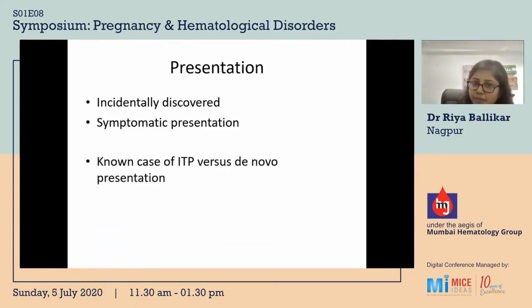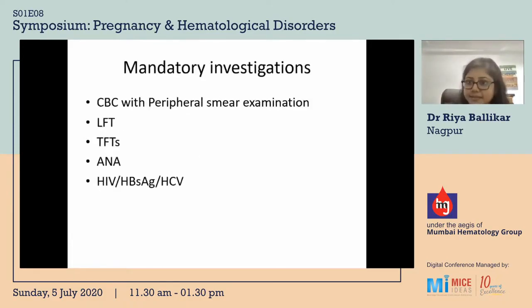The patient could be a known case of ITP versus someone who has just come to be diagnosed now during pregnancy. This is important for management. Mandatory investigations whenever this patient comes to us: CBC with a peripheral smear examination is the most important test, a good quality peripheral smear examination. We have to rule out the presence of schistocytes here and also large platelets and pseudothrombocytopenia.